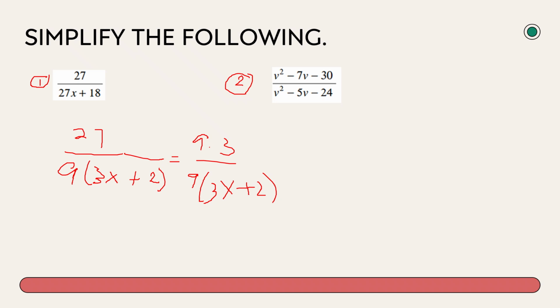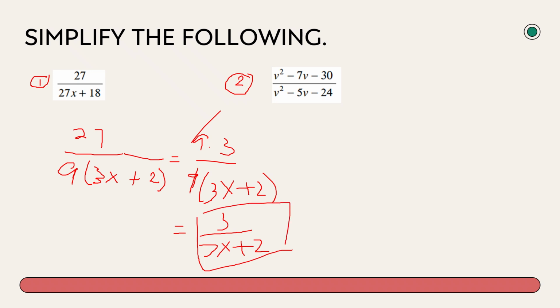So let's cancel 9. That's why the final answer is 3 over 3x plus 2. Okay, this is the final answer.